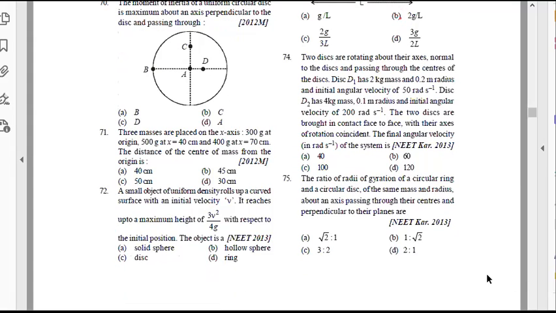And 74, 75 is also the same, angular momentum conservation. Okay, in 74, go through question number 74. Everyone go through question number 74. 75 is easy. Actually, 75 is very easy. 74, just go through question number 74. It is the last problem of the previous year.